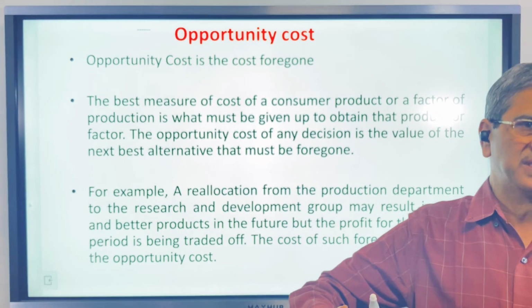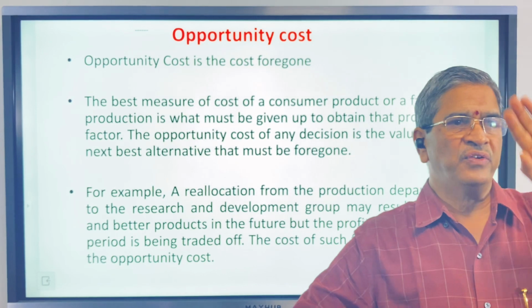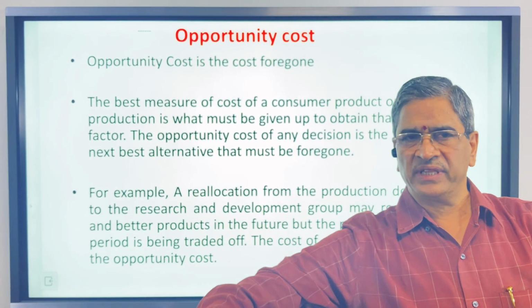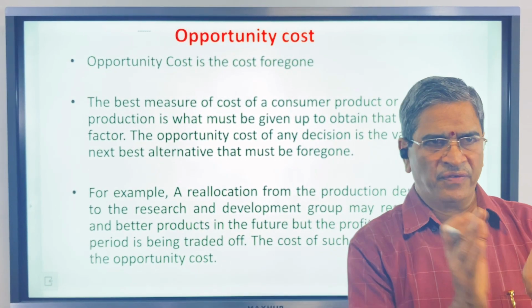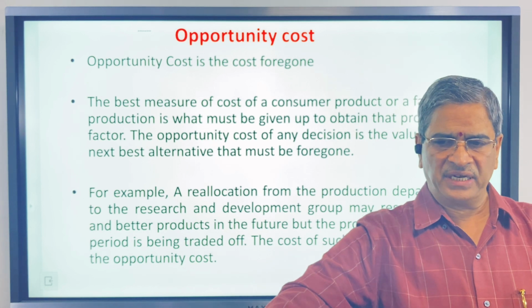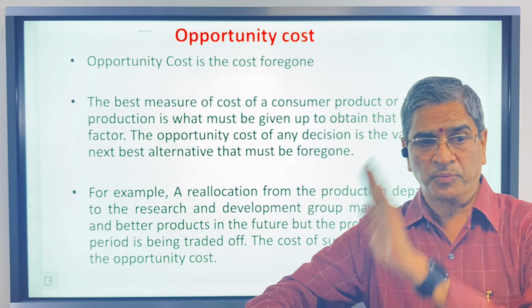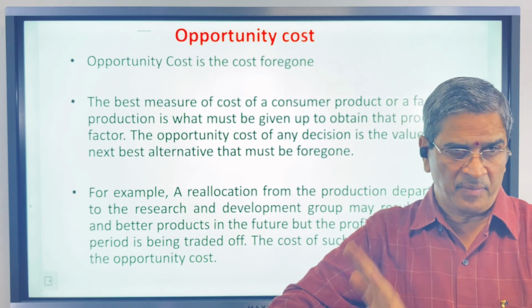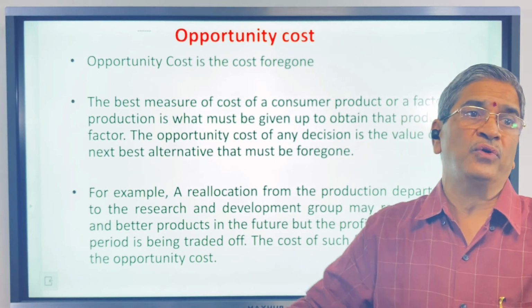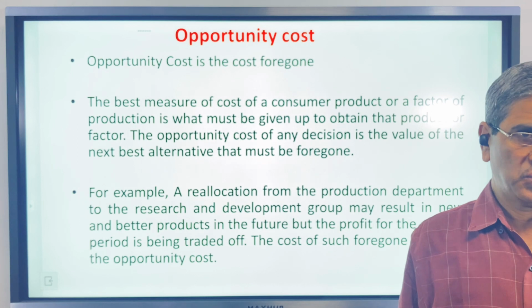So immediate sales is one decision. Future sales is another decision. If you take one decision, you are foregoing the other. If you go for R&D, you are foregoing present production, sales and profit. If you take a decision to produce the goods now and make money now only, you are foregoing future products.